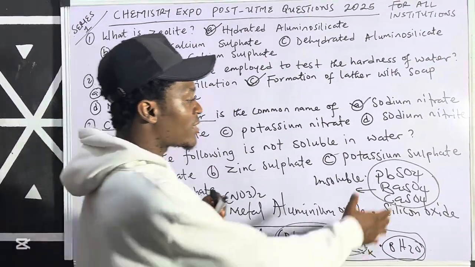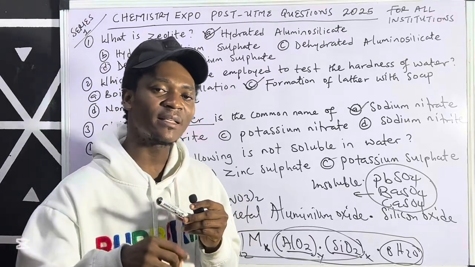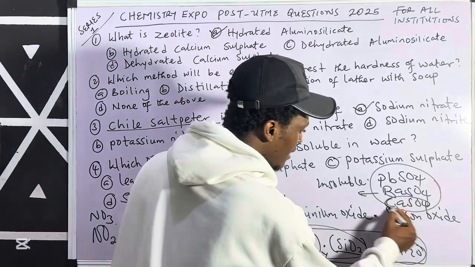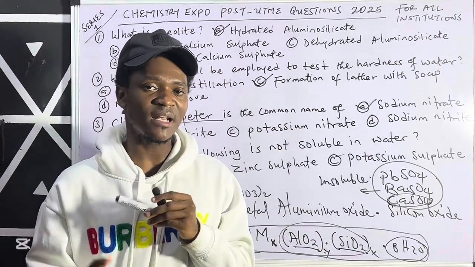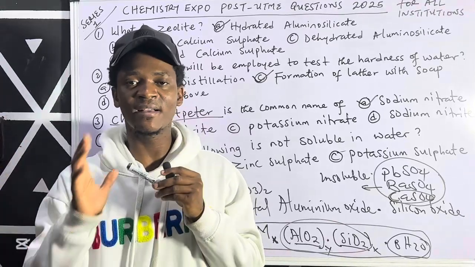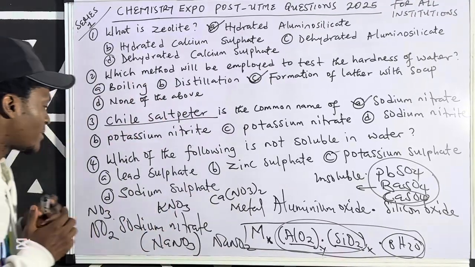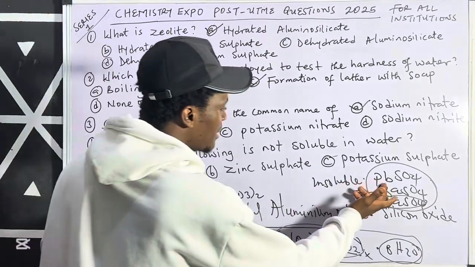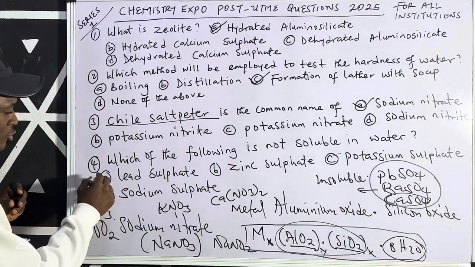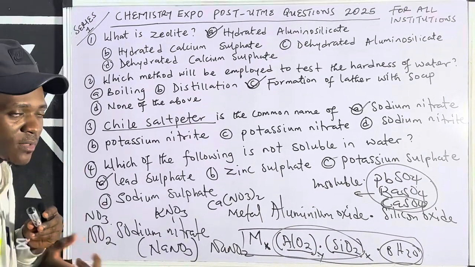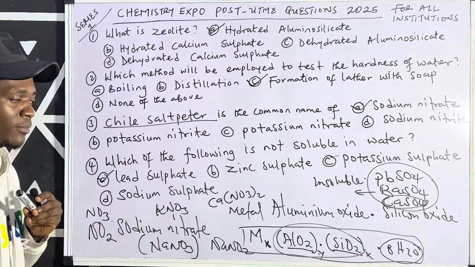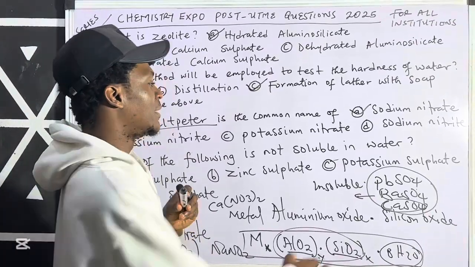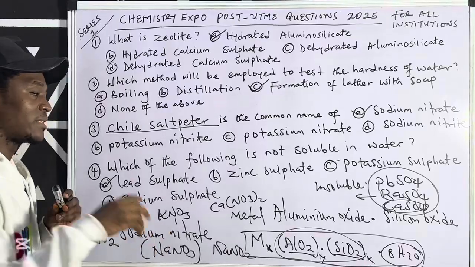As a matter of fact, amongst these three insoluble ones, there is one that dissolves slightly or sparingly in water, and that one is calcium sulfate, but it is still considered insoluble, while the others are soluble. So we can easily get our answer now. A, lead sulfate. It's obvious, because lead sulfate is PbSO4. So this should be our answer because they asked for the one that is not soluble. Others are soluble. Zinc sulfate falls under the soluble ones. Then potassium sulfate and sodium sulfate are as well soluble.